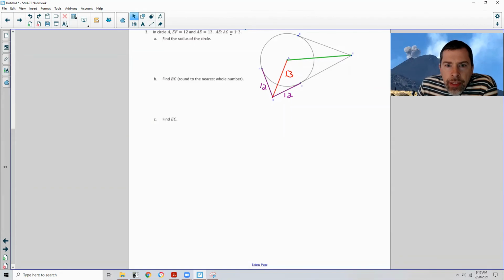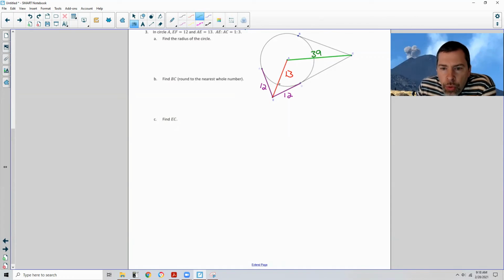AE is 13, AC is 3 times that. Okay, this is obviously not drawn to scale because 1 to 3... well, if AE is 13, then AC is 3 times that, 13, or 39. Okay, so those are all of our givens, except you had to calculate that. It says find the radius of the circle.